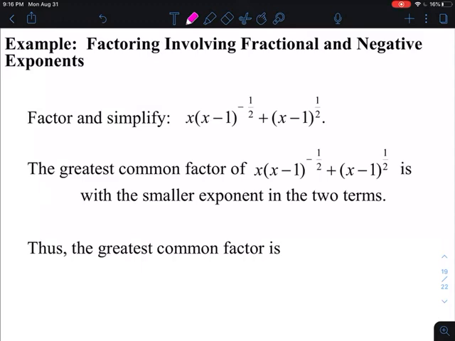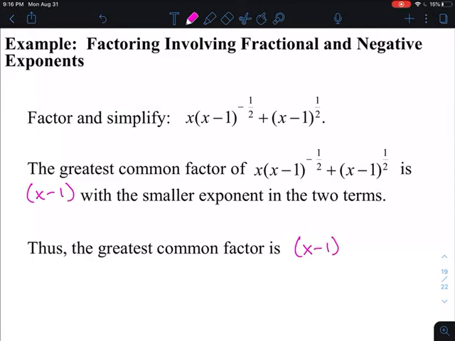They give us an x times x minus 1 raised to the negative 1/2 power. And we're adding with that an x minus 1 to the positive 1/2 power. So it says that the greatest common factor of those two terms is going to be what? So if I look, I see an x minus 1 that's in common, but it says it has to have the smaller exponent of the two terms. So we know that we're going to have an x minus 1 that's in common, but we need to figure out what is that going to be in terms of the smaller exponent.